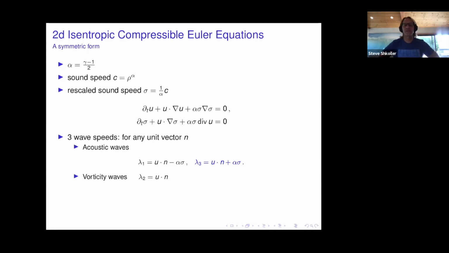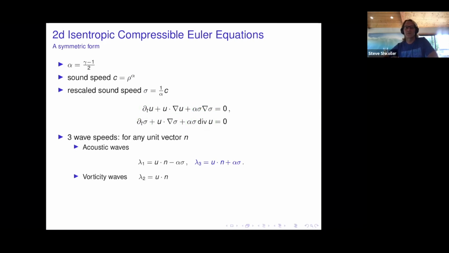It's even nicer if you rescale it by 1 upon alpha. So our fundamental variables will be u and sigma. Sigma is 1 upon alpha times the sound speed. And what you see here is that this takes a very nice form. If you look at what these equations look like, partial t u, partial t sigma, u dot grad u, u dot grad sigma, and then alpha sigma, the same coefficient. Here it's grad sigma, here it's div u. So this is a nice way of looking at the equations.